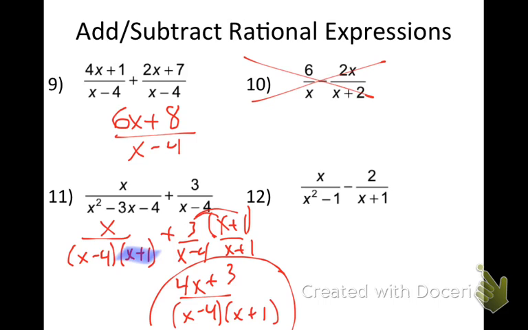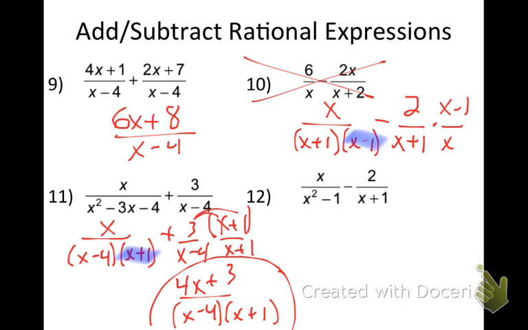Okay. And number 12. Again, you want to factor down the left side. When you factor it, you should have gotten x over x plus 1, x minus 1, minus 2 over x plus 1. So what is the term that's missing here, Sean? It's missing the x minus 1. So I need to multiply by x minus 1 over x minus 1.